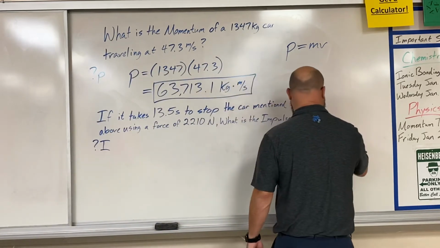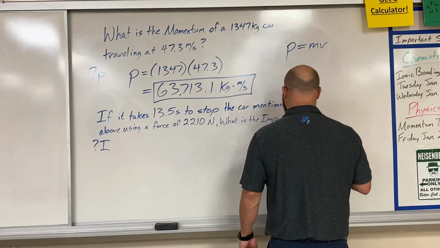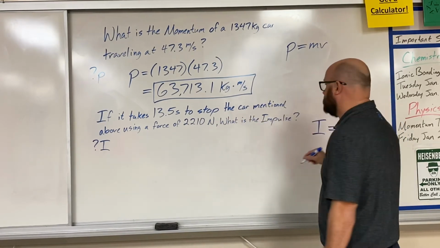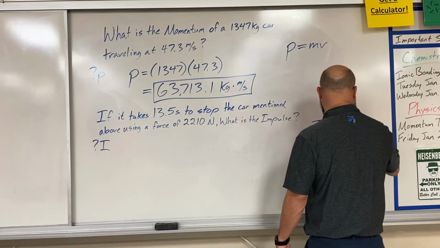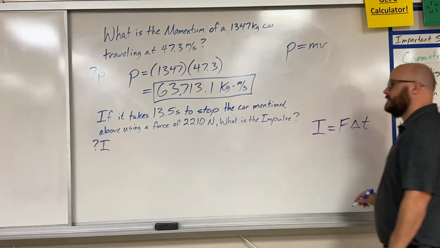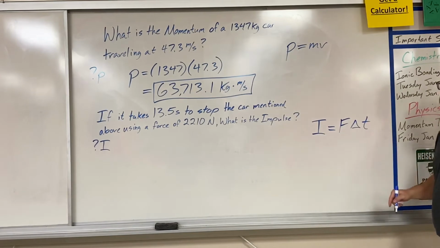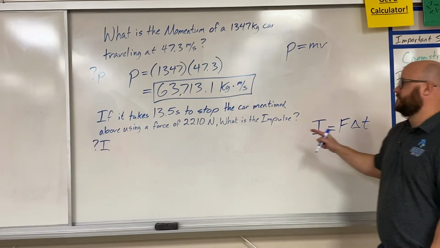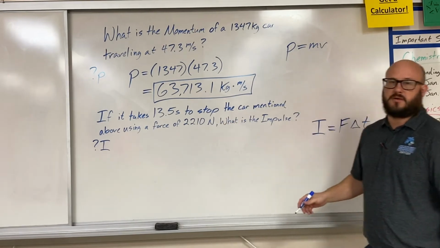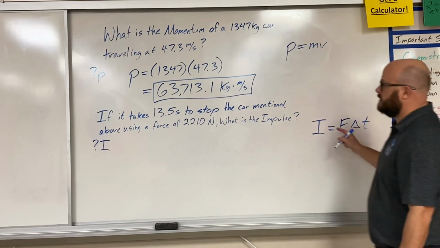What's the formula for impulse? Well, you have to have time and you have to have force. So impulse equals force times your change in time. For this situation, we start at 0, we end at 13.5. It's going to be the same. So come back over here.